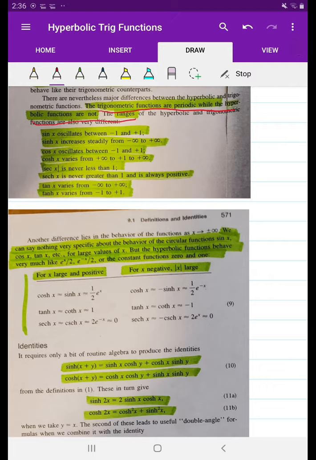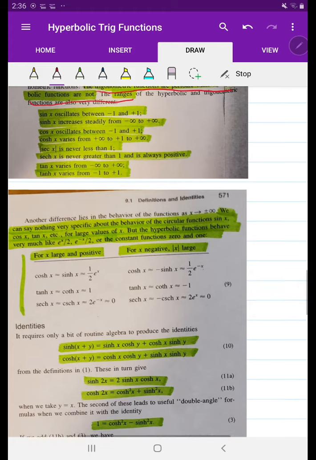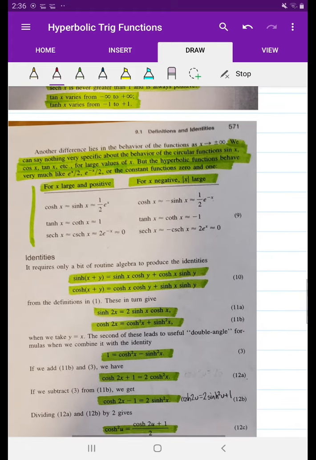And cosine of x also oscillates, but cosh x is going to go from +infinity to +1 and then back to +infinity. And then the absolute value of secant x is never less than 1. And then sech x, well, it's never greater than 1 and it's always positive. Tangent x will vary between -infinity to +infinity, but on the flip side, tanh x, the hyperbolic version, is going to vary from -1 to +1, okay?